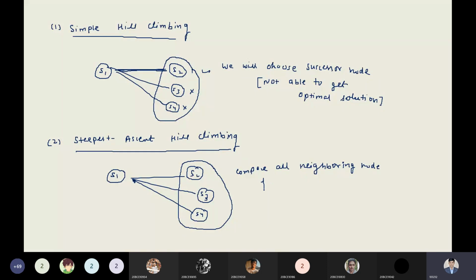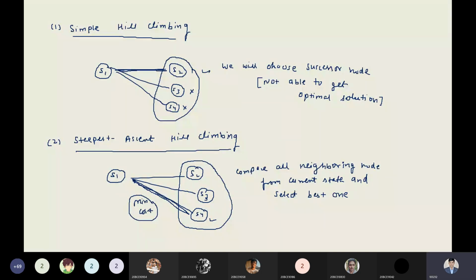From the current state, I select the best one. So here S4 I'm choosing because of minimum cost. Suppose, just take an example, minimum cost. Based on the minimum cost, I'm choosing S4.